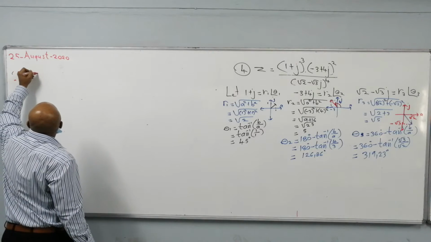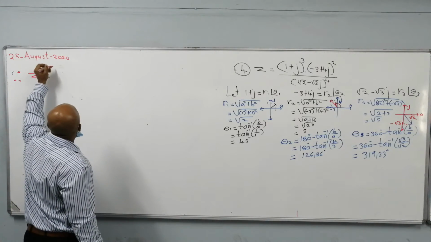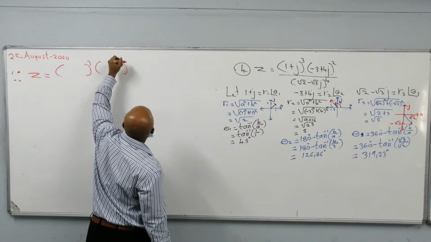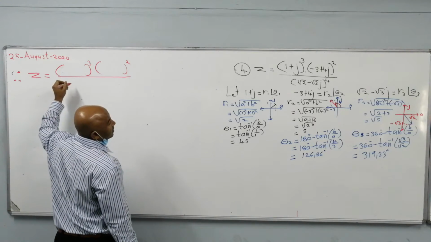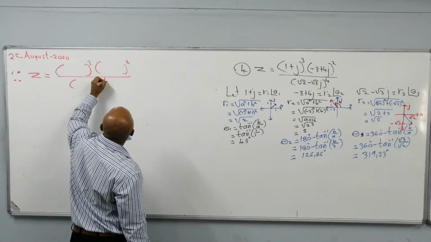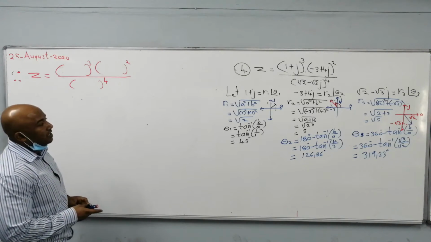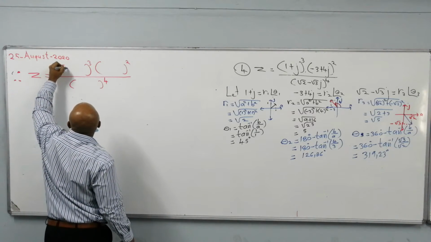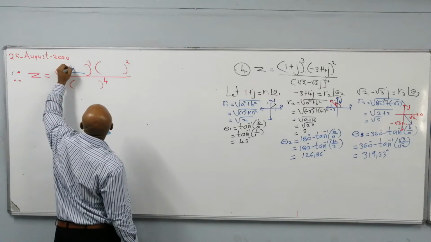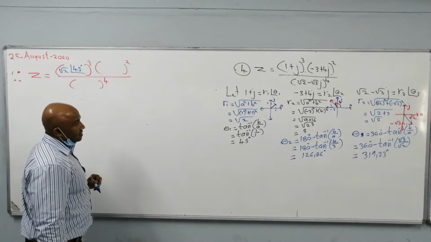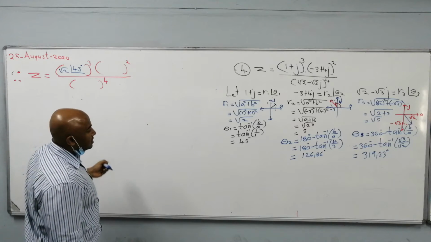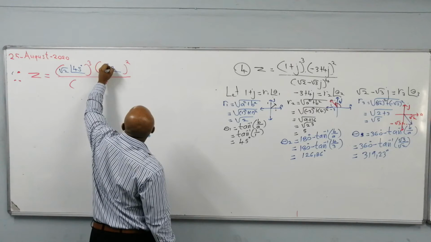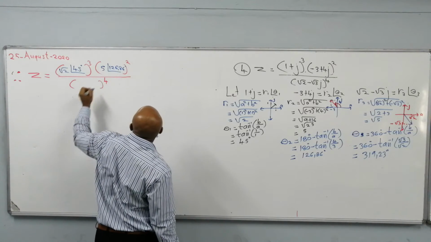So therefore z is equal to now. We got that to the power 3, the second one is to the power 2, and the denominator is to the power 4. So 1 plus j is no more 1 plus j now. What is 1 plus j equal to? It's going to be square root 2 at 45 degrees. Minus 3 plus 4j is now 5, and your angle there is 126.86 degrees.